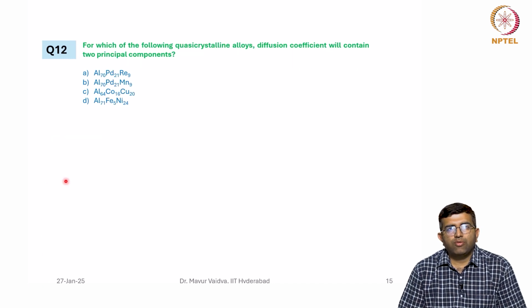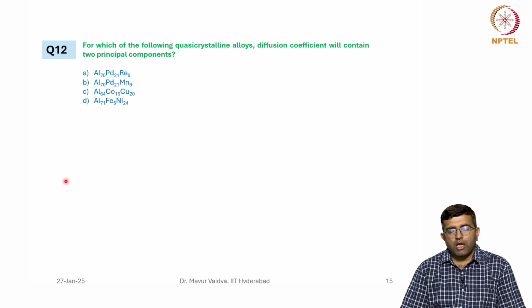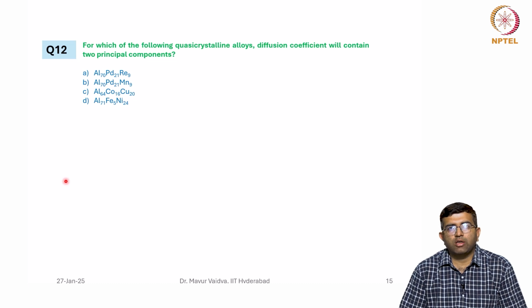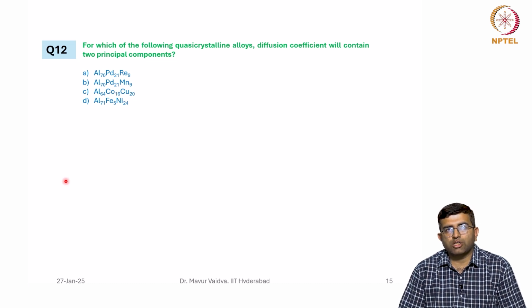Question number 12: for which of the following quasi-crystalline alloys will the diffusion coefficient contain 2 principal components? So, we have seen this before also, that the diffusion coefficient is a scalar quantity if the structure is isotropic.